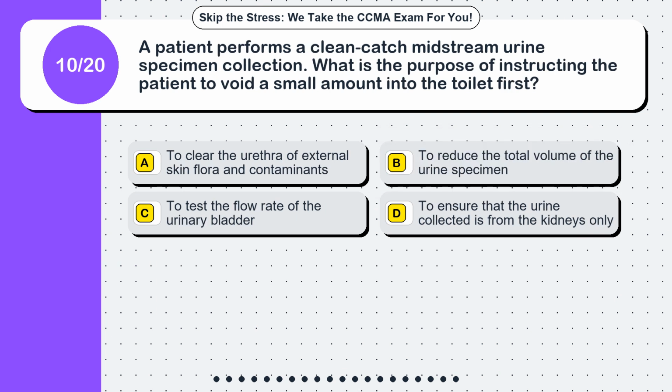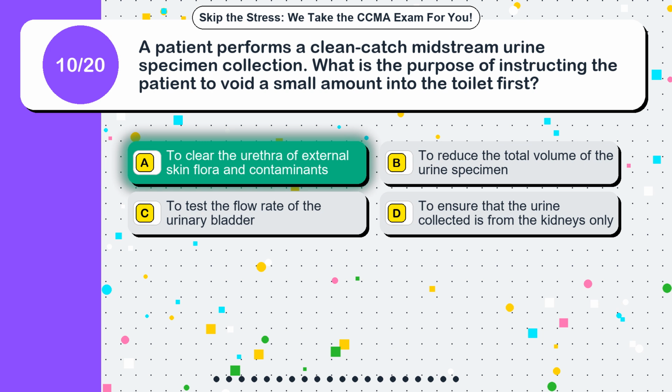Question 10. A patient performs a clean catch midstream urine specimen collection. What is the purpose of instructing the patient to void a small amount into the toilet first? Option A, to clear the urethra of external skin flora and contaminants. Option B, to reduce the total volume of the urine specimen. Option C, to test the flow rate of the urinary bladder. Option D, to ensure that the urine collected is from the kidneys only. The correct answer is option A, to clear the urethra of external skin flora and contaminants.